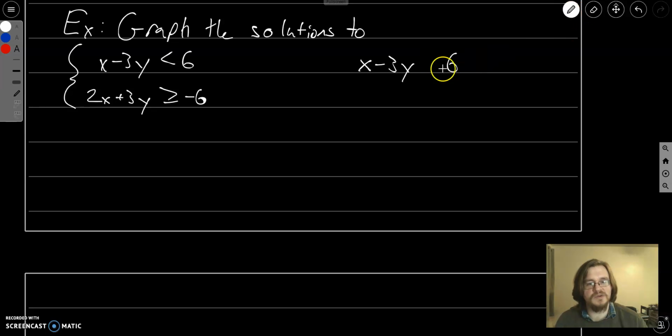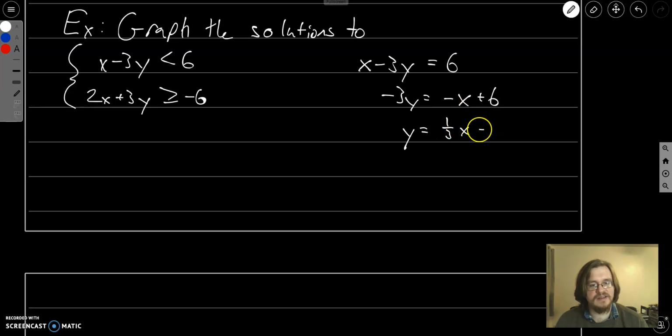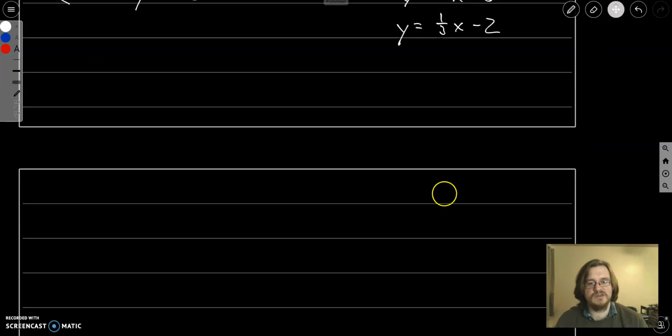Well, the first thing that we do is we replace that with an equal sign, and we'll graph this line here. So let's solve for y. I'll move x to the other side, minus x plus 6, and I'll divide everything by -3. So when I divide the left-hand side by -3, you just get y. Divide the right-hand side by -3, the negative signs cancel out, and I'll get 1/3 x. Dividing 6 by -3 will give me -2. So this is one equation. So let's graph that down here.